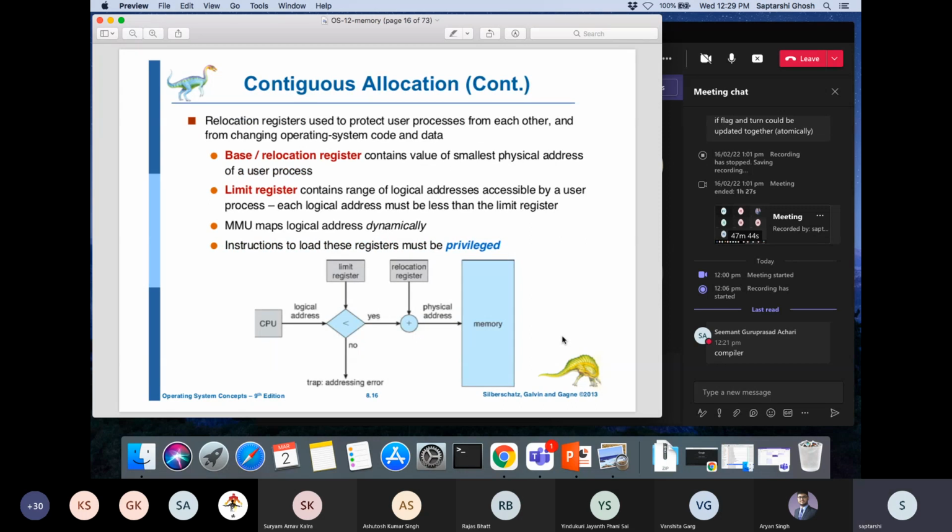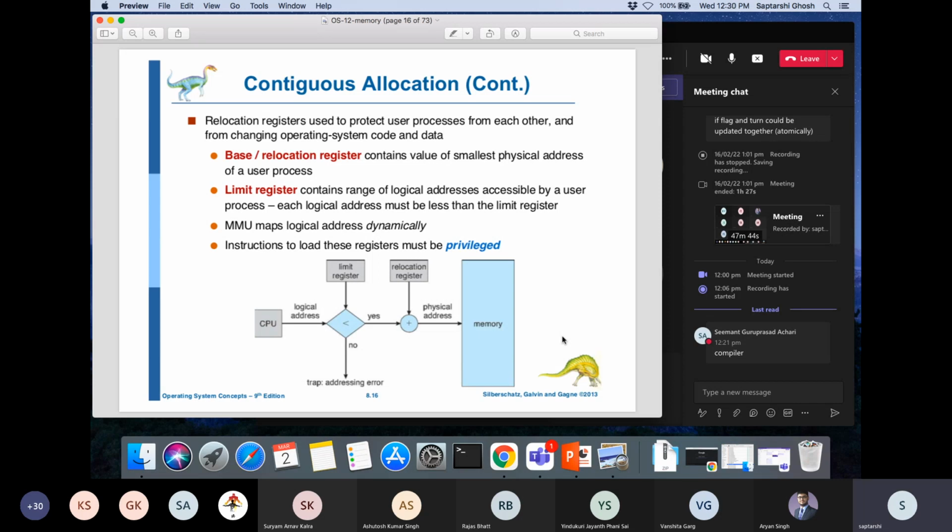And how are the processes separated from each other physically? By use of a relocation register. When the operating system knows the memory address from which a particular process has been loaded, it loads that starting address value into the relocation register. Then we use the same technique as earlier: every logical address generated by the CPU is added to the relocation register, and then it is checked against the limit register. If it is within the limit, the physical address is generated to access the memory.